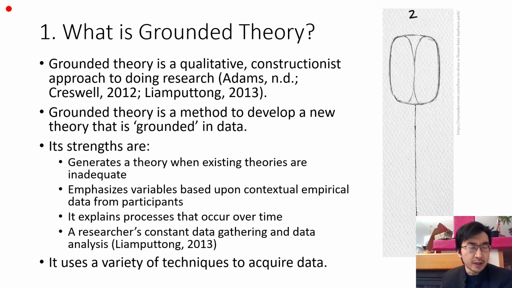So what is grounded theory? Grounded theory is a qualitative constructionist approach to doing research. It is based off an idea called symbolic interactionism, where people make meaning in their lives through social interactions. Grounded theory is a method to develop a brand new theory that is grounded in the data that you collect in context from the participants of your study.